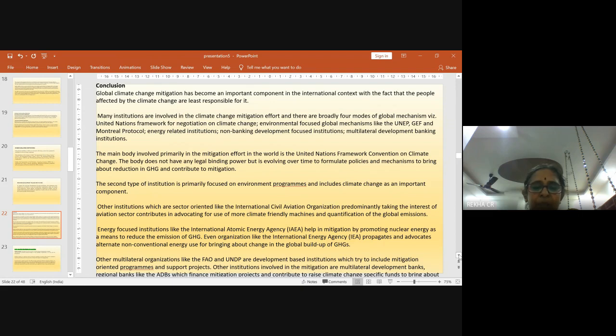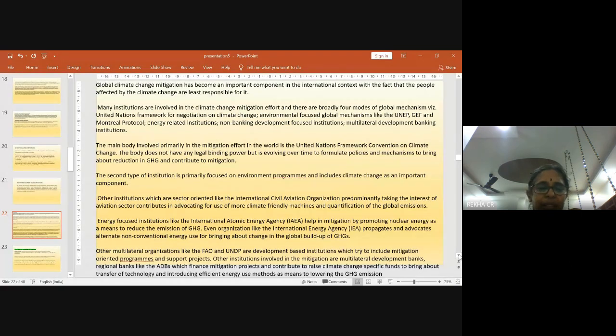So the other institutions which are sector oriented, like the International Civil Aviation Organization, predominantly take the interest of the aviation sector, contributing in advocating for use of more climate friendly machines and quantification of global emissions. Energy focused institutions like the International Atomic Energy Agency help in the mitigation by promoting nuclear energy as a means to reduce the emission of greenhouse gas. Even organizations like the International Energy Agency propagate and advocate alternate non-conventional energy use for bringing about change in the global buildup of greenhouse gases.